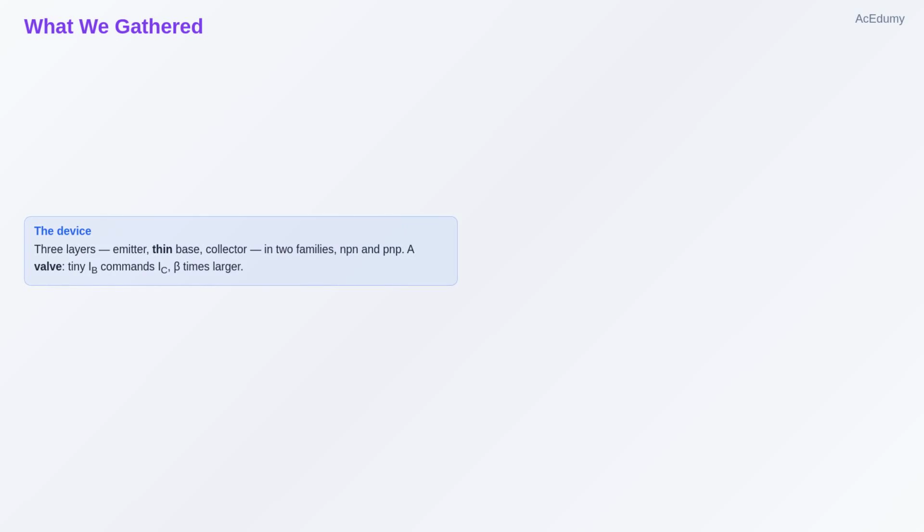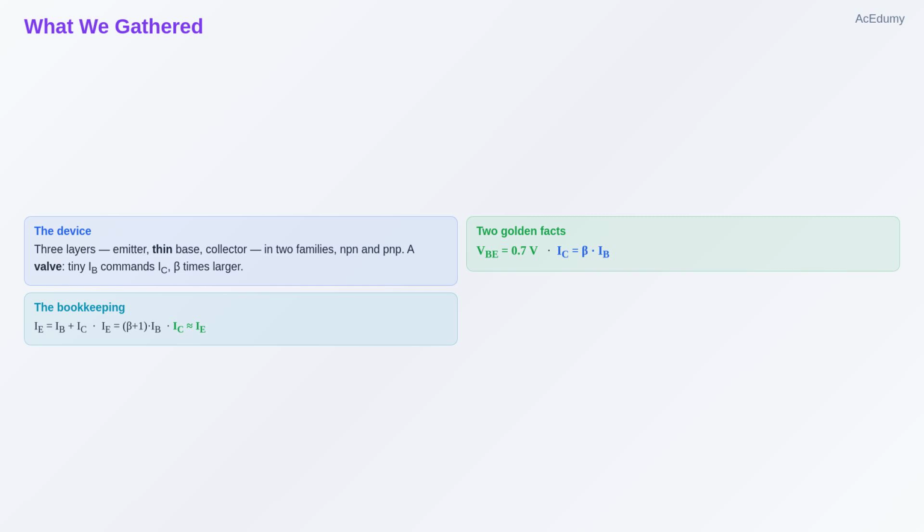Let us gather what we have. The bipolar junction transistor. 3 layers of silicon. Emitter, thin base, collector. In 2 families, NPN and PNP. It behaves like a valve. A tiny base current commands a collector current beta times larger. The bookkeeping is Kirchhoff. I sub E equals I sub B plus I sub C, and because the base share is so tiny, I sub C is approximately I sub E. And carry the 2 golden facts with you everywhere. V sub BE is 0.7 volts, and I sub C is beta times I sub B.